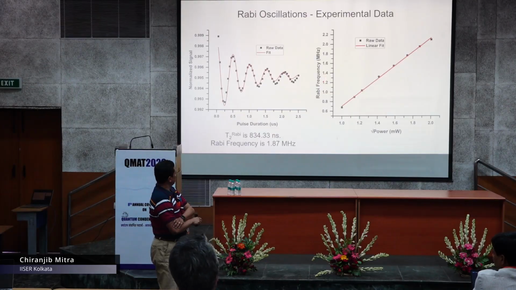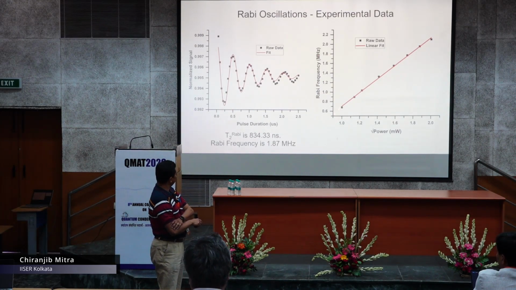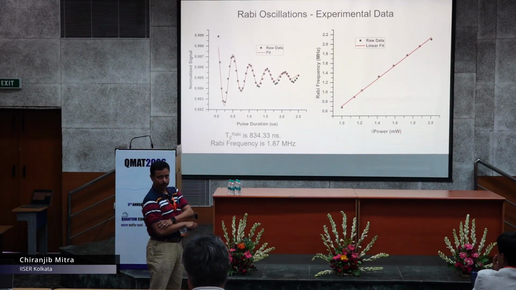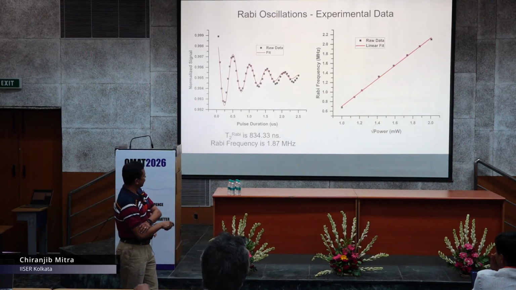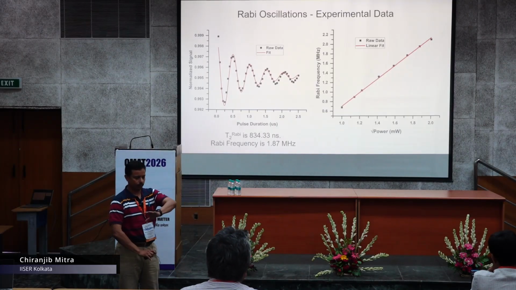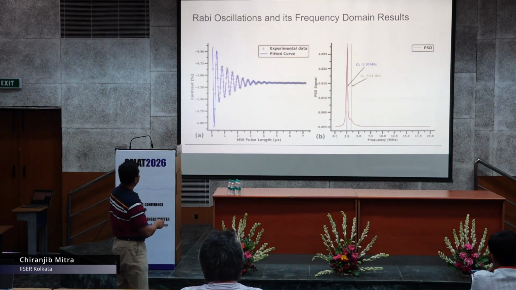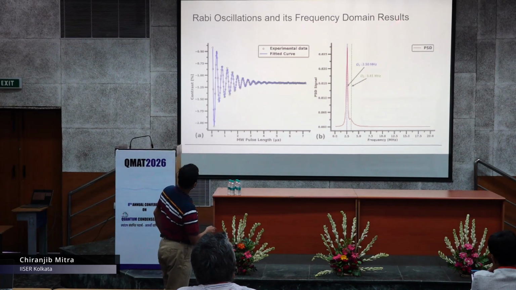This is a plot of the Rabi frequency. The frequency can be calculated from here. The frequency as a function of the square root of microwave power is linear, and that is one of the acid tests of saying that this is indeed coming from Rabi oscillation and nothing else.